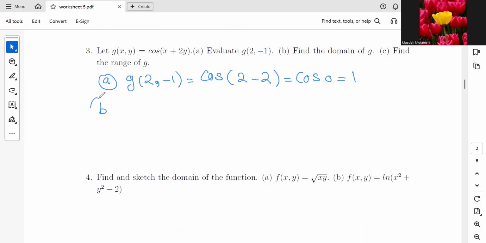For part B, it says find the domain of G. So G is cosine. It's a trig function. And for cosine, we know that it accepts all the amounts. So x plus 2y is always defined here. And the domain will be all x and y pairs, and it is valid for all x and y.